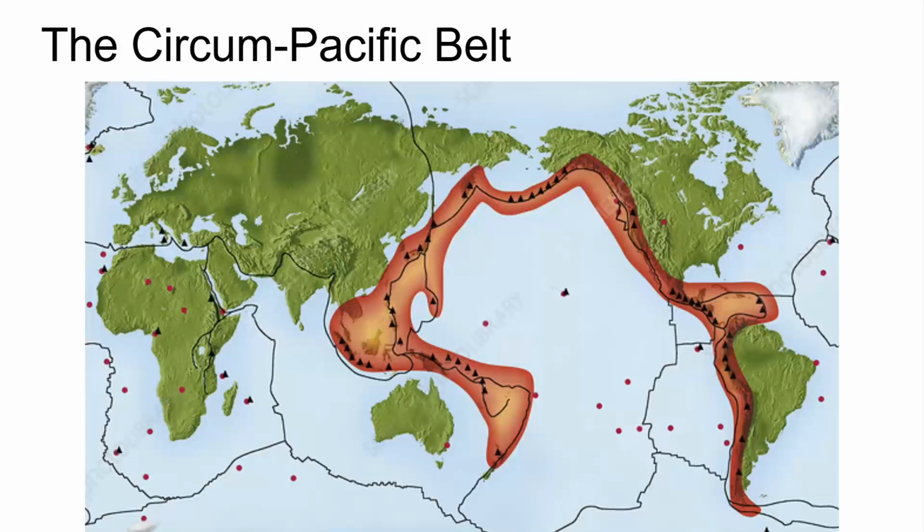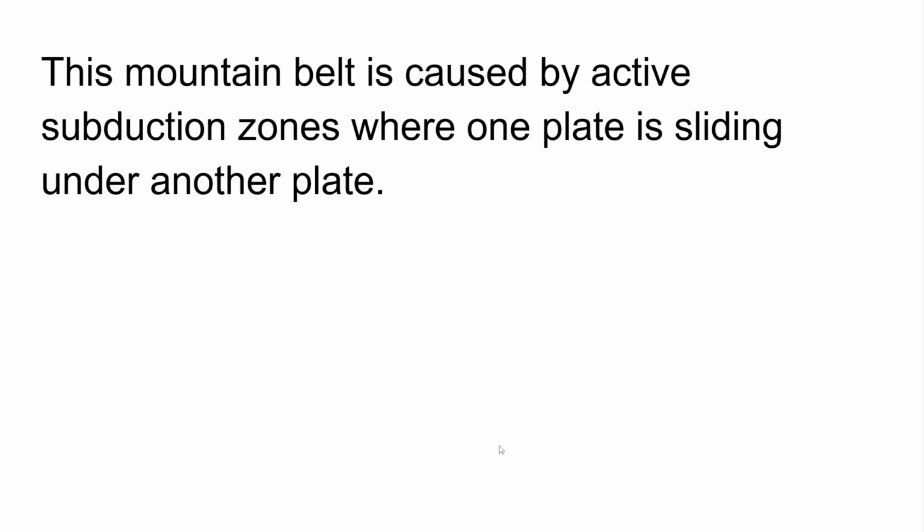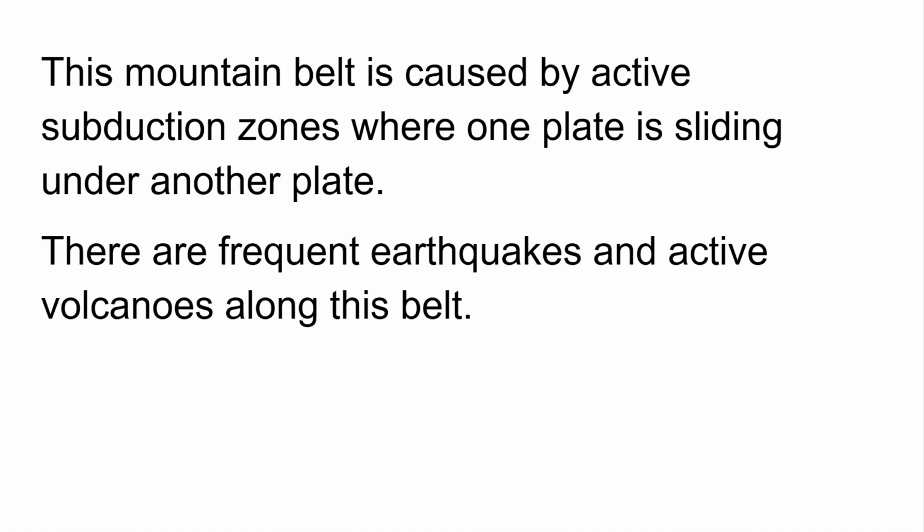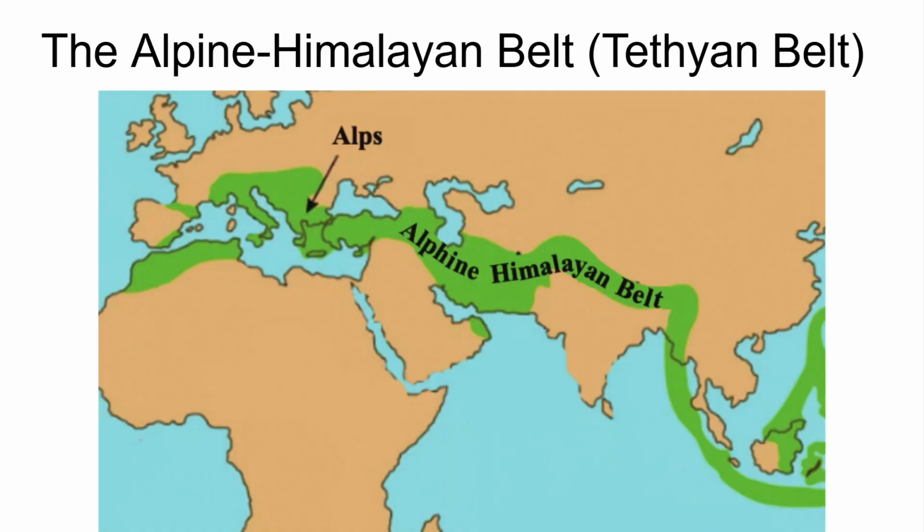You have the Circum-Pacific Belt, which covers the area we sometimes refer to as the Pacific Ring of Fire, which goes all the way down here in South America, all the way up along the west coast, through the Aleutian Islands, out here around Japan into the South Pacific, Indonesia and coming down here. This mountain belt is caused by active subduction zones where one plate is sliding under another plate. And there are frequent earthquakes and active volcanoes along this belt.